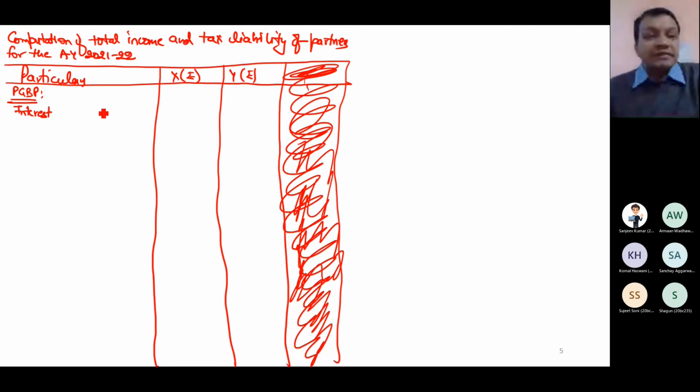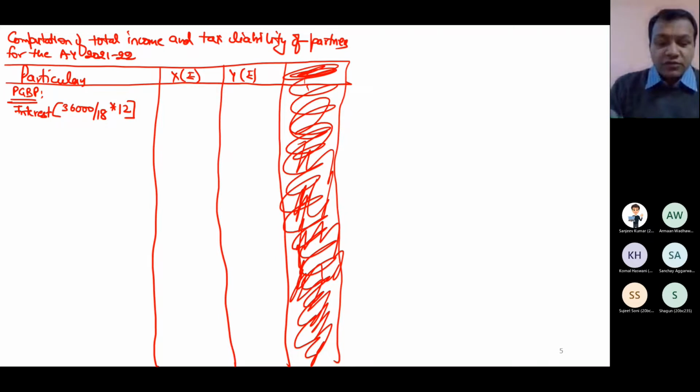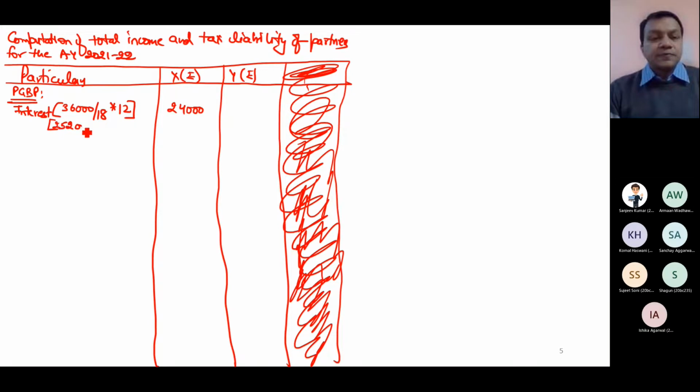36,000 is the interest at 18%. We divide by 18 and multiply by 12 because 6% has been disallowed. So it is not correct on the part of the tax department to collect tax from the partner at the rate of 18% interest. Divided by 18 multiplied by 12, it is 24,000. And then Y, 25,200 divided by 18 into 12, 16,800.